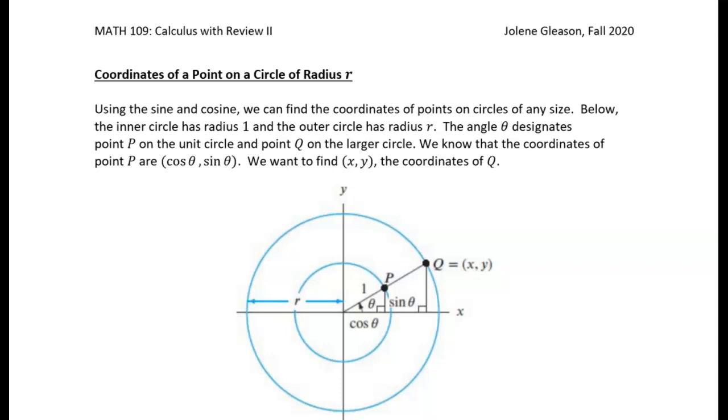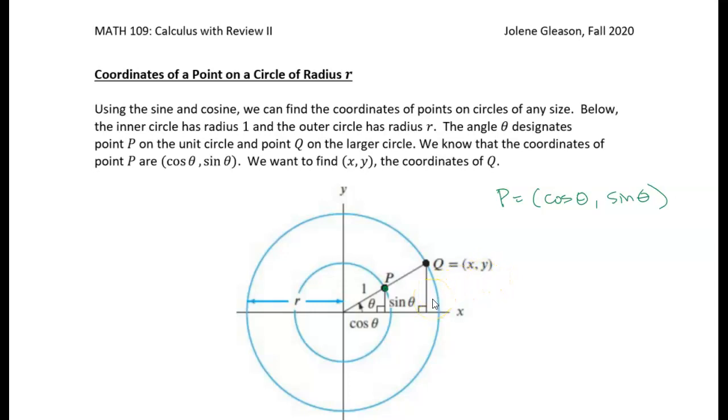All right, so we know that the coordinates of this point P are going to be the cosine comma the sine, right? So P is equal to cosine of theta comma sine theta. Now, what if we want to find the coordinates of this point Q? Okay, what are their x and y coordinates?